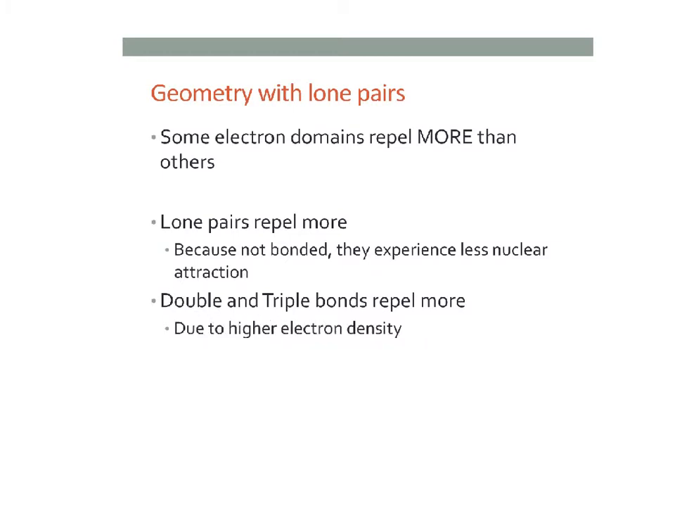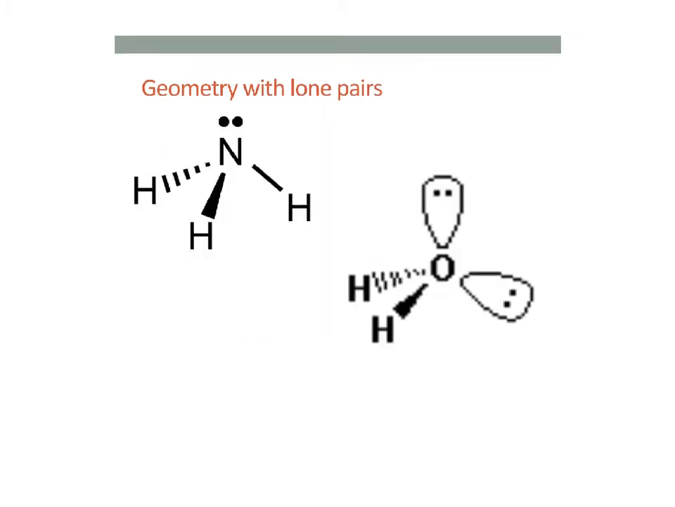Double and triple bonds we find also repel more, and that's just due to the fact that it has higher electron density in that area. Remember, a single bond is only 2 electrons, but a double and triple bond are going to be 4 and 6 electrons, respectively. So let's take a look at what that would do to a particular molecule. So let's go back to the ammonia and the water example. Remember that we discovered that both of these had 4 electron domains, which meant their electron domain geometry were both tetrahedral. And I'm just going to write tetra. Don't write tetra for you. For the sake of the video and time, I'm just writing tetra.